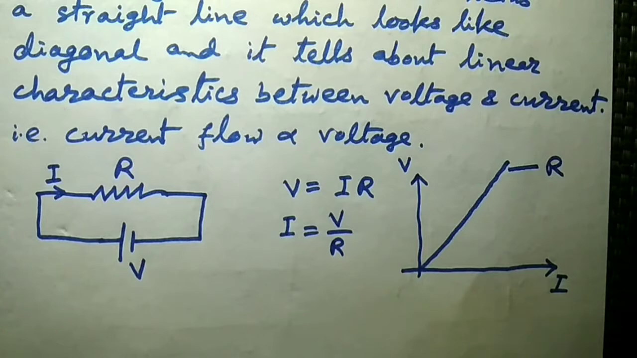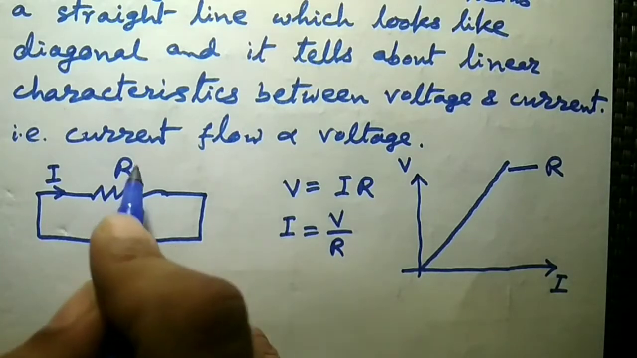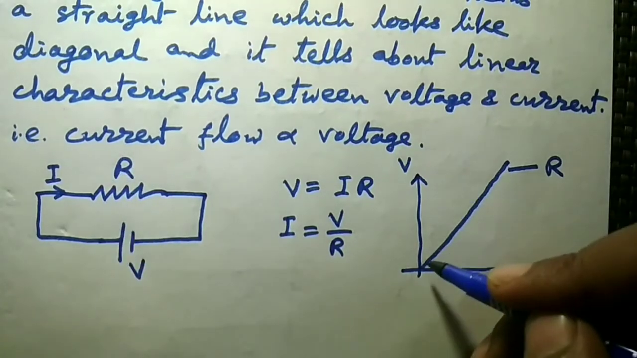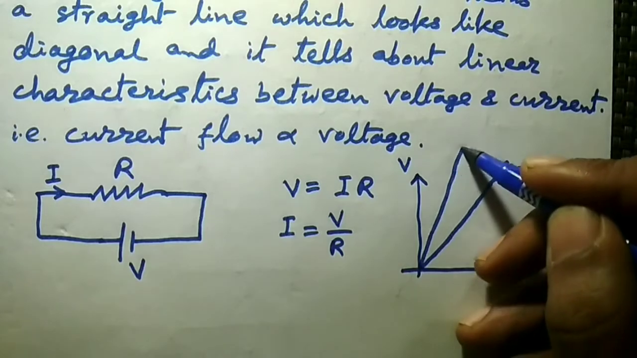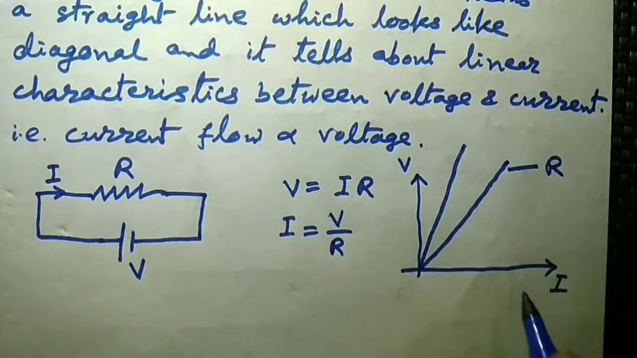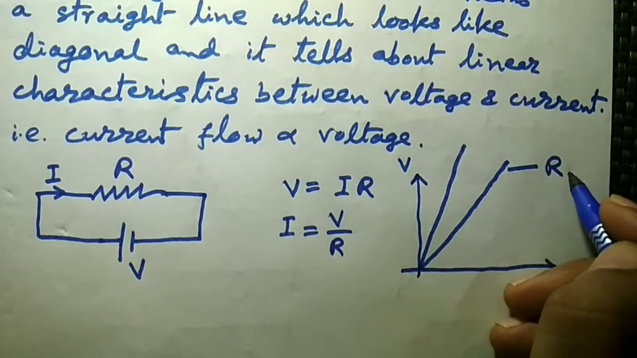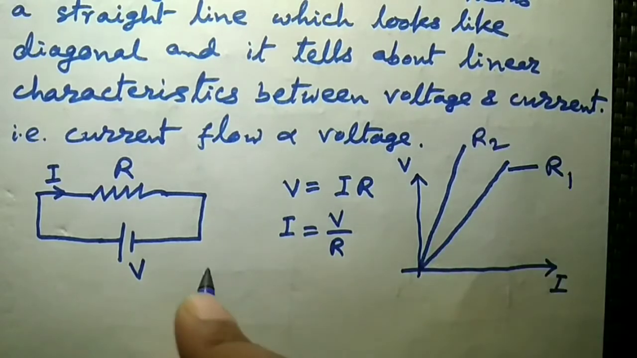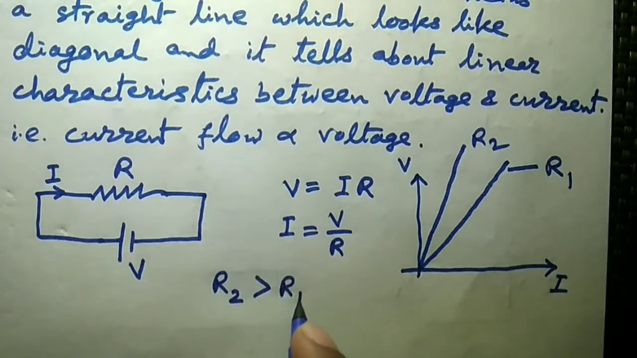Remember one thing, if the value of the resistance is increasing, that means in this circuit, if we increase the resistance value, then the slope will also be increased. Suppose this one and so on. Let's say this is R1 and this is for R2. So in this case, R2 is greater than R1. But in both cases, the V versus I characteristics will be a straight line.